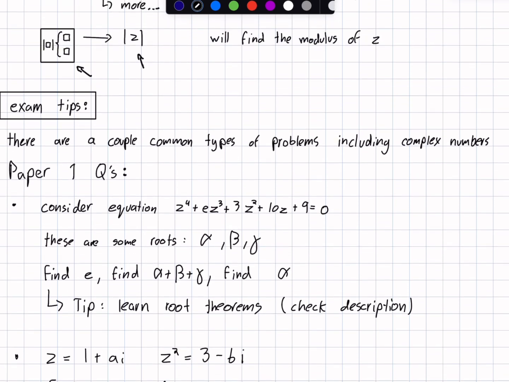So for paper 1 questions, you'll have questions where you consider the equation, have some information, but not all of it, and then just go on from there. All these questions are similar, and for all of this, you have to know the root theorems. You have to know how to find the roots of complex numbers very well. You have to be very solid on that.